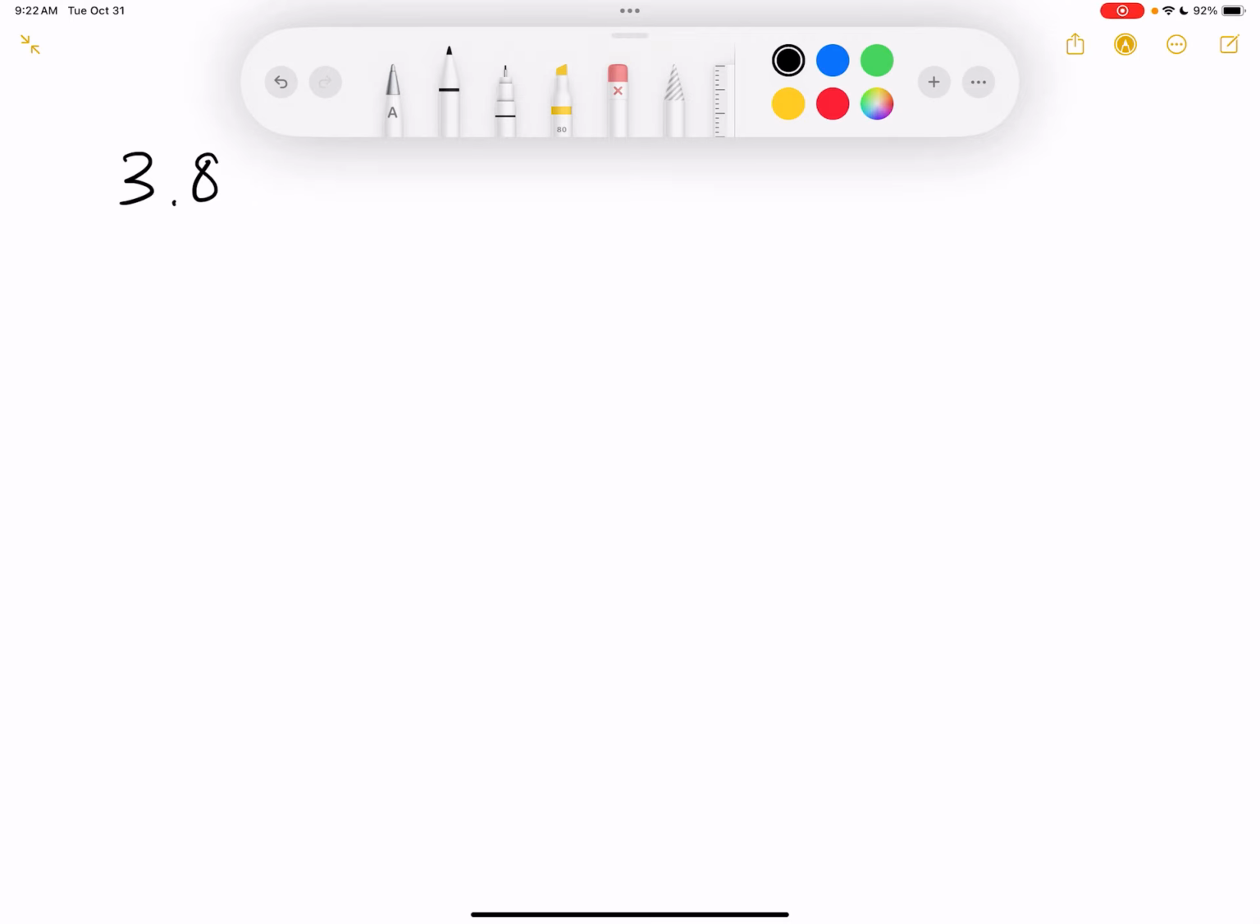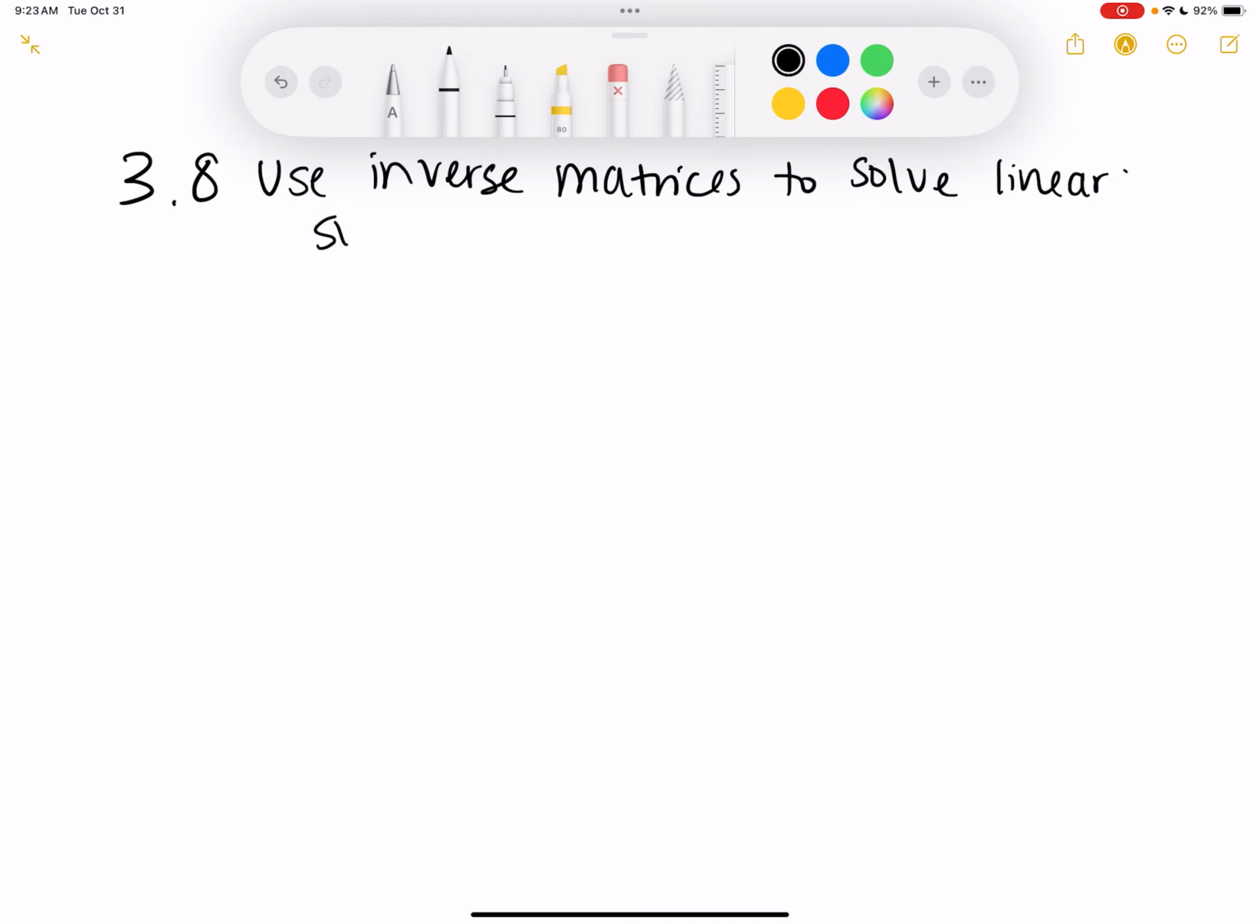3.8, use inverse matrices to solve linear systems. Now, we aren't going to use inverse matrices to actually solve the linear systems. We are going to figure out how to find an inverse of a matrix, but there's a different method I'm going to teach you to solve a linear system by using a matrix.